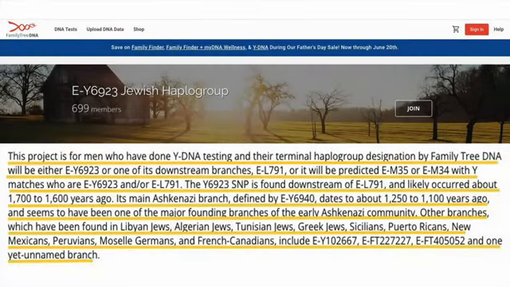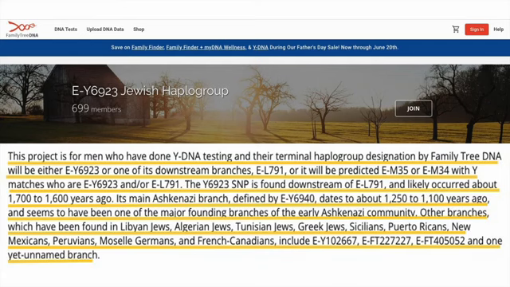According to Family Tree DNA titled E-Y6923 Jewish haplogroup, it reads, "This project is for men who have done Y DNA testing, and their terminal haplogroup designation by Family Tree DNA will be either E-Y6923 or one of its downstream branches, E-L791, or it will be predicted E-M35 or E-M34."